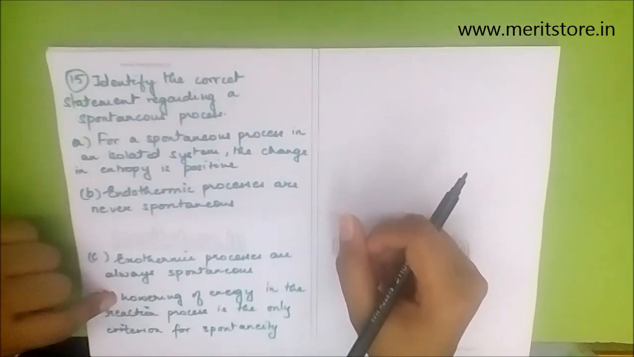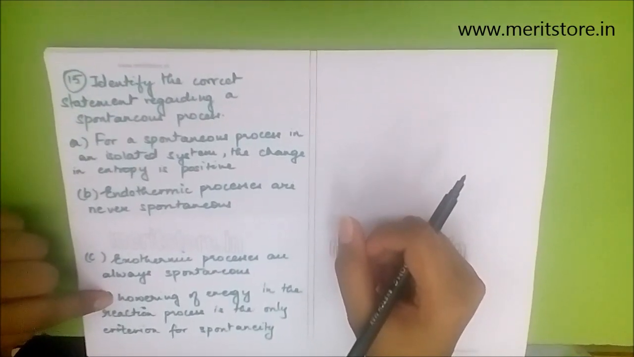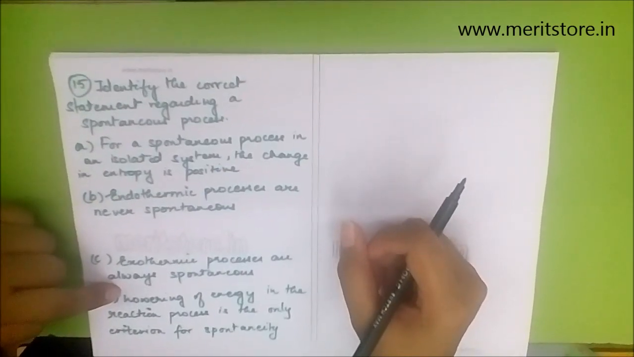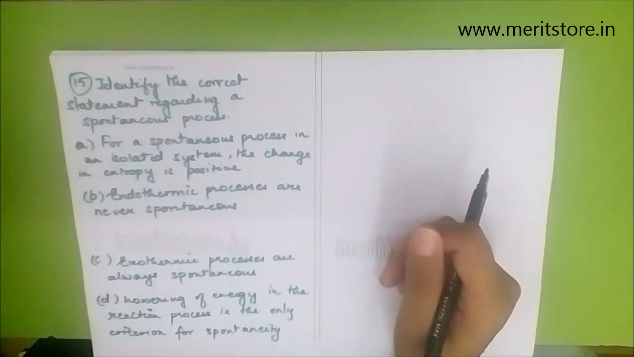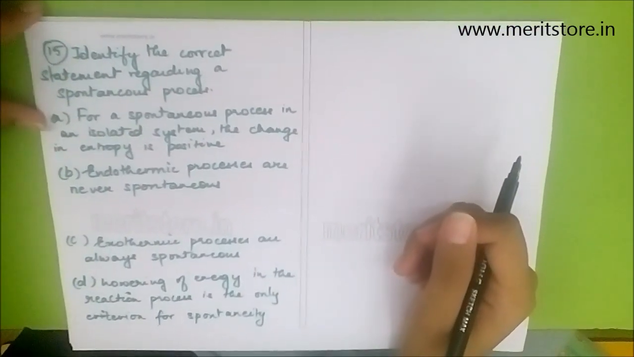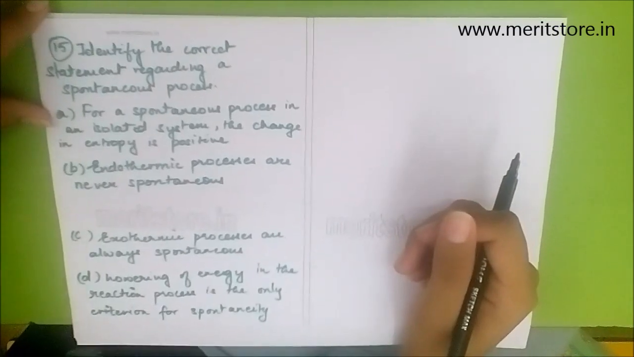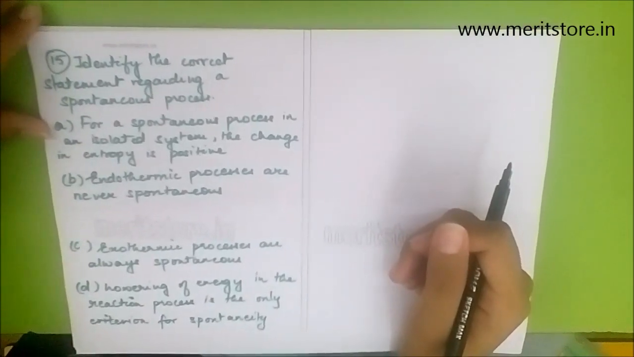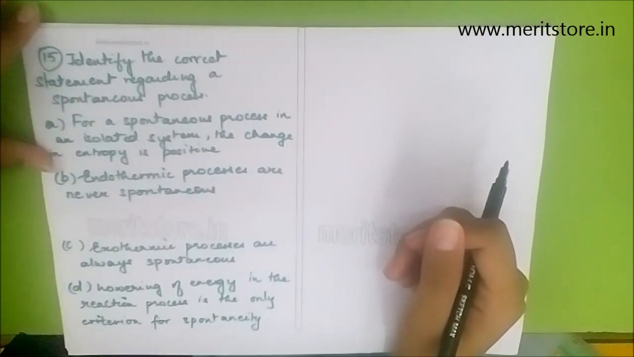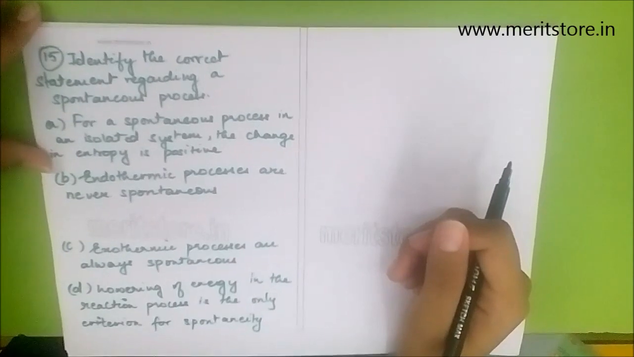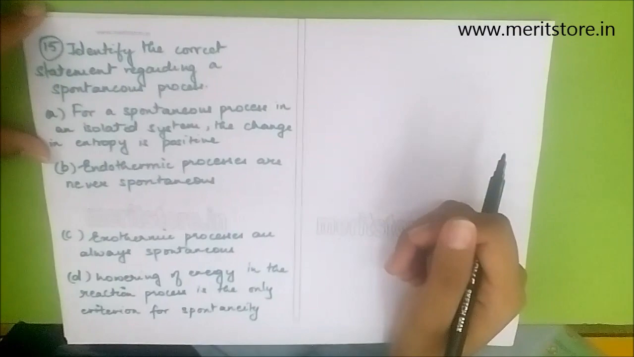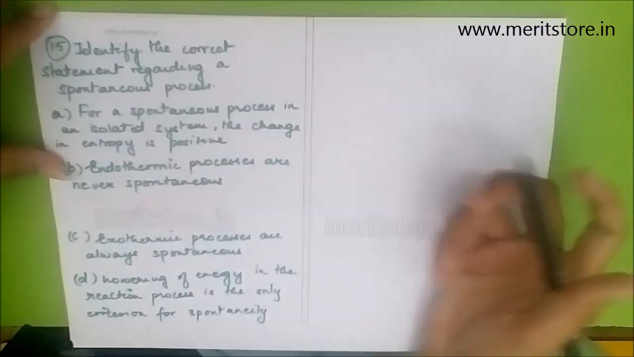Now here, lowering of energy in the reaction process is the only criterion for spontaneity is wrong, as an increase in the energy may also be the reason for spontaneity. Exothermic processes are not always spontaneous. Endothermic processes are never spontaneous is a wrong statement, as we know that melting of ice is an endothermic process, yet it is spontaneous. Now going to option A: for a spontaneous process in an isolated system, the change in entropy is always positive. That is the correct option.